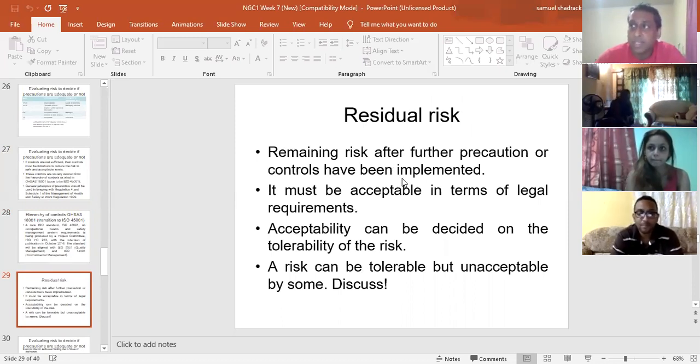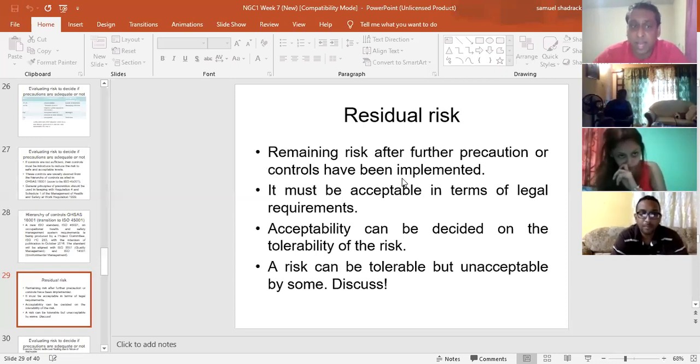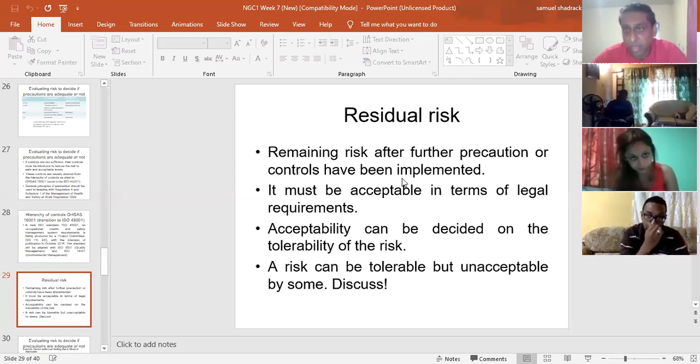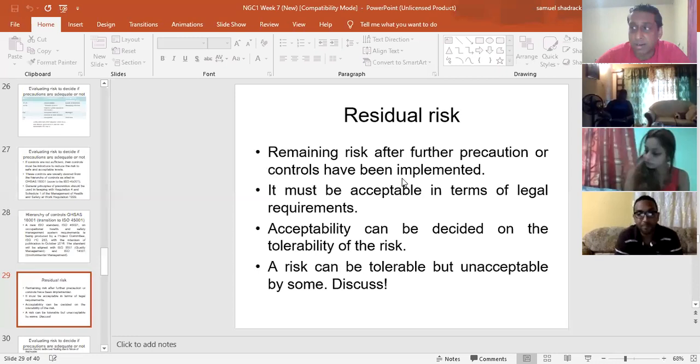For example, if someone was on a scaffold without a harness and the risk was 25, and then your control was to issue a harness to the person. Now, issuing the harness may not have brought the risk down to 1, but it may have brought it down to less than 25. So from 25, it may be 15, and that 15 is termed the residual risk, right?